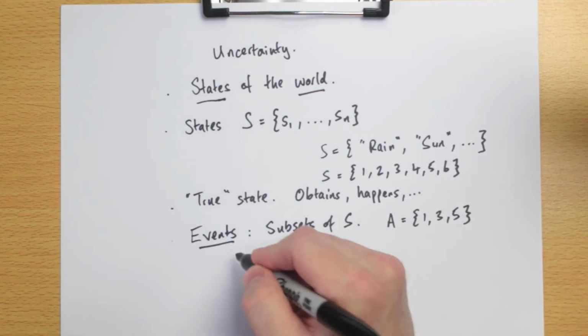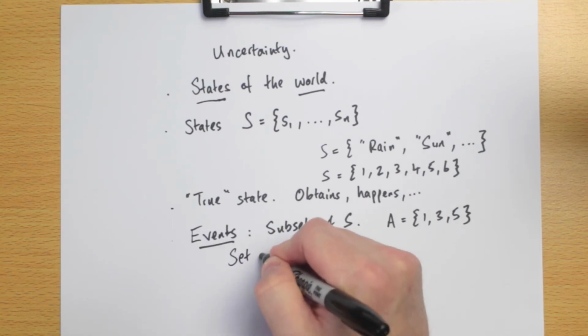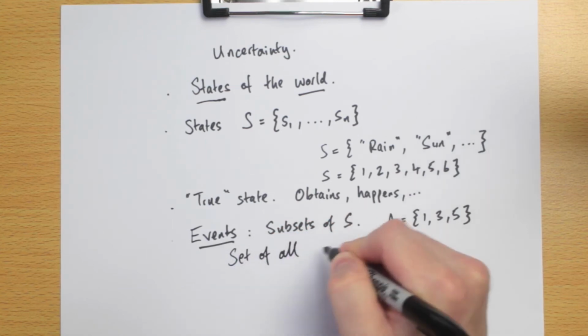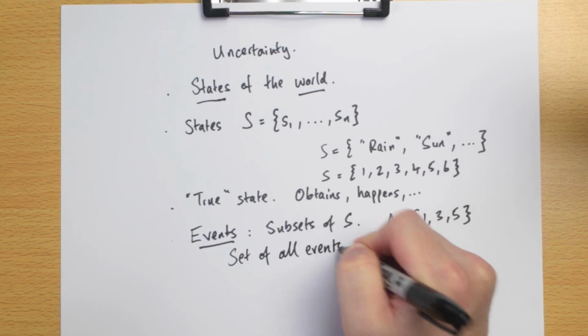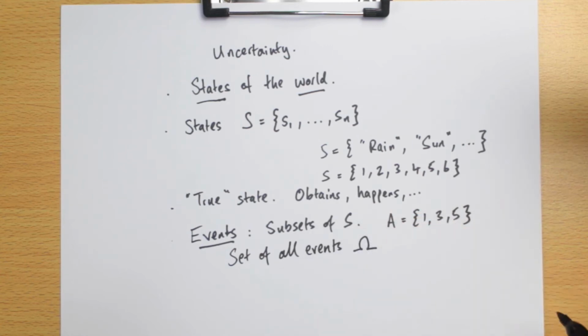Okay? Now, the set of all events, we'll just denote this as capital omega. What would this be? Well, if we have a finite set like this, then it might be the set of all subsets, okay?